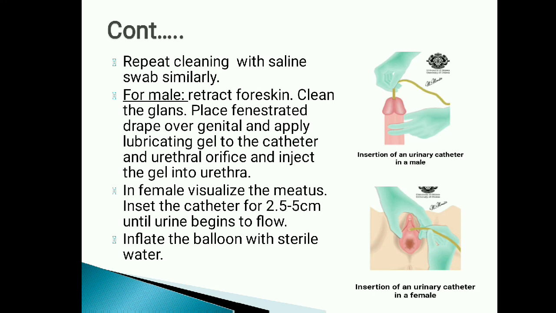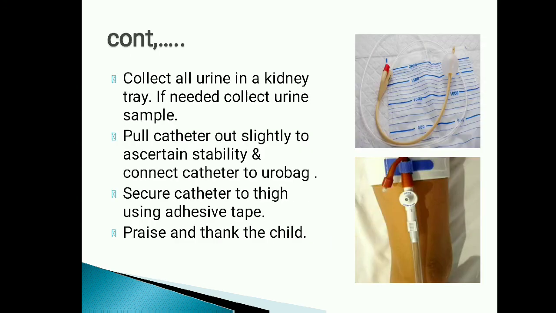So, the nurse should insert the catheter until the urine begins to flow. Then next step is inflate the balloon with the sterile water. Collect all urine in the kidney tray if needed. Collect urine sample. Pull the catheter out slightly to ascertain stability and connect catheter to urobag. Secure catheter to the thigh using adhesive tape, or one can use catheter fixator, and praise and thank the child for his cooperation and to build trusting relationship.